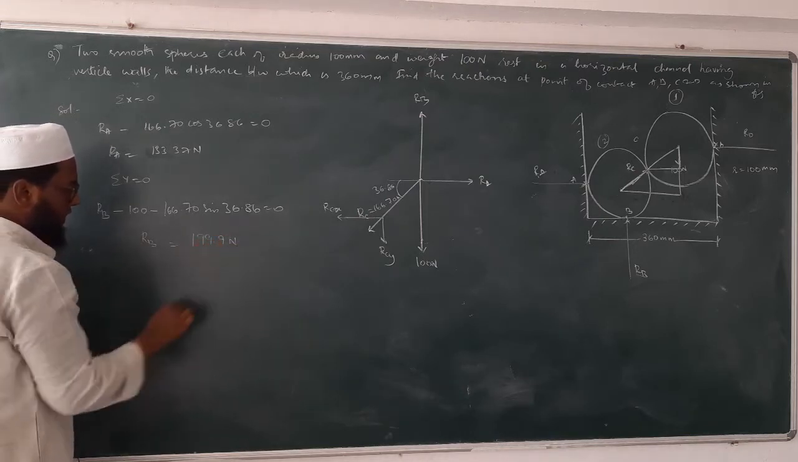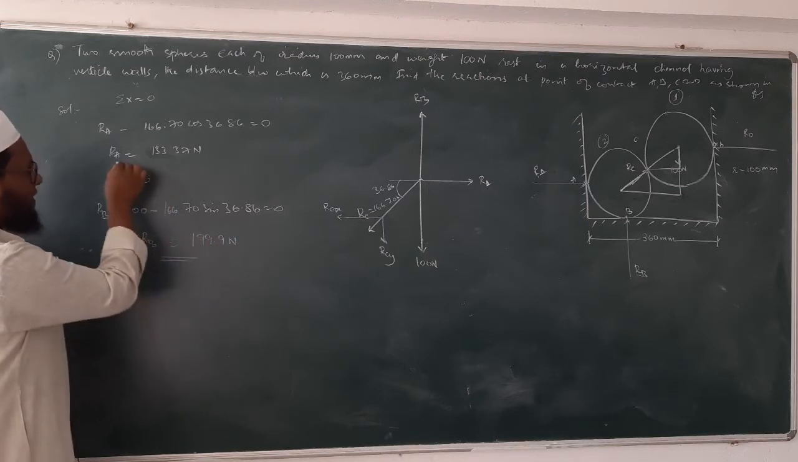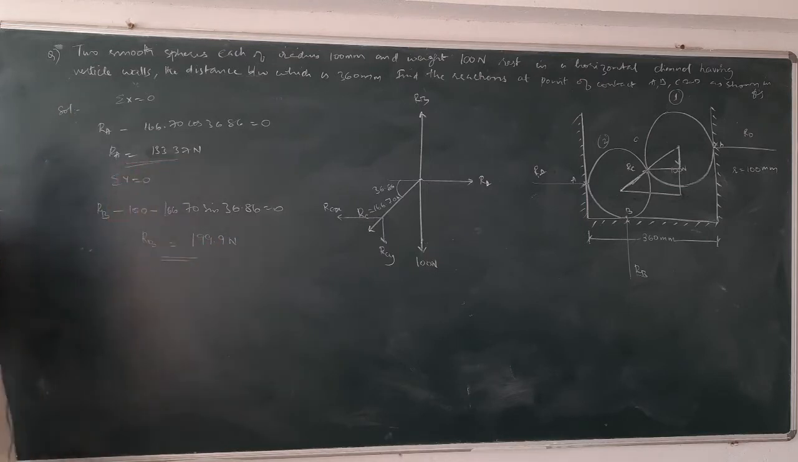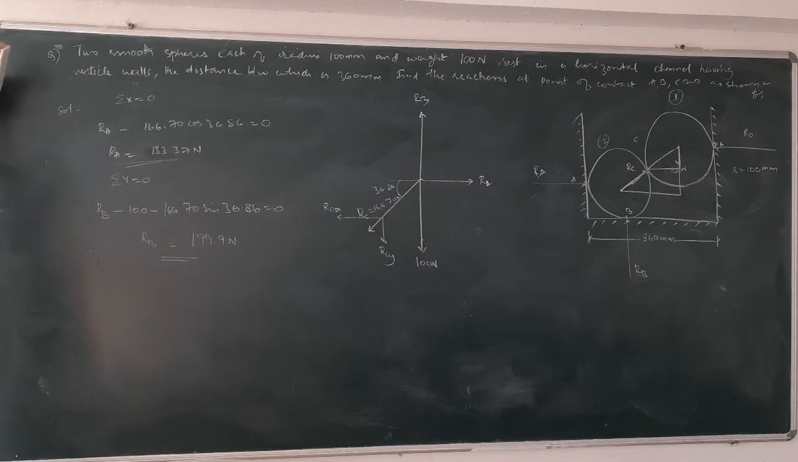199.9 newtons. So this is Rb and this is Ra. So we have calculated all the reactions, isn't it? Ra, Rb, Rc and Rd. So this is how we calculate reactions.